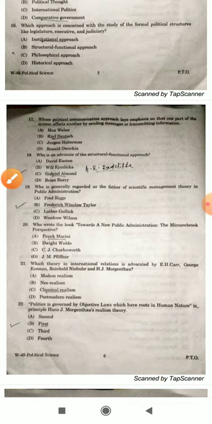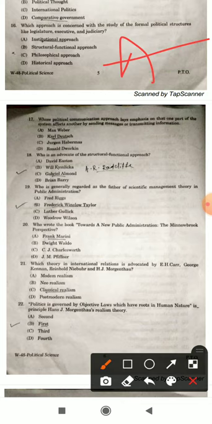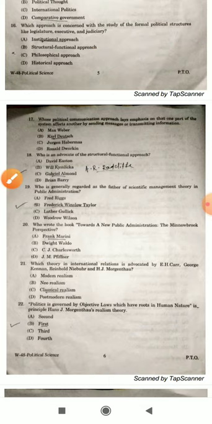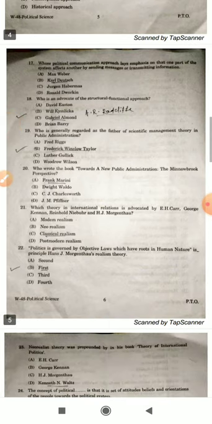Question number 16. Which approach is concerned with the study of the formal political structures like legislature, executive and judiciary? Answer is A. Institutional approach.